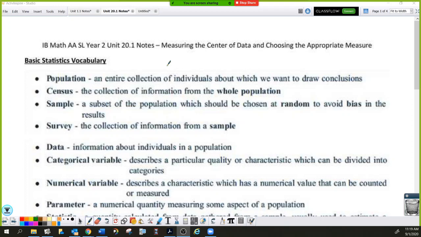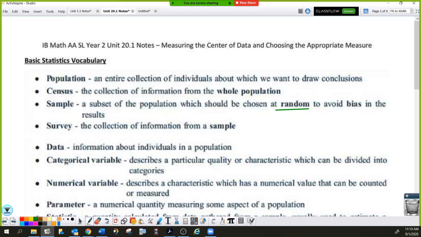So a census would be the collection of the information from the whole population, like I said, about the president. Now, this year was a census year. That means they attempted to get in touch with every single American that they could, because that would have been the whole population. A sample, like I've already said, is a small piece of the population. It should be chosen at random, and that is important. It must be random to avoid bias in the results.